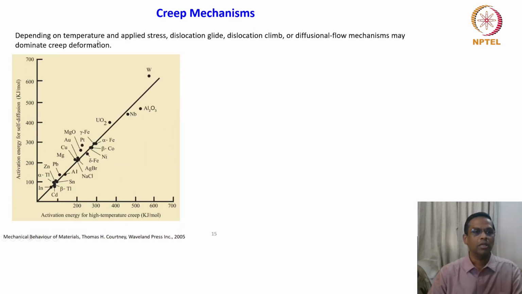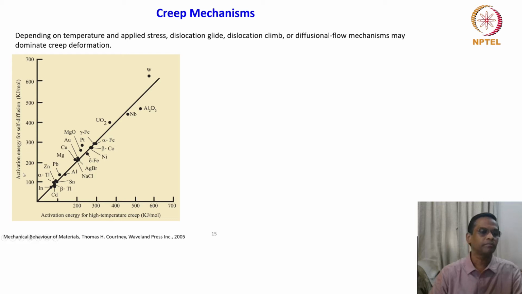So depending on the temperature and applied stress, dislocation glide, dislocation climb, or diffusional creep flow mechanisms may dominate creep deformation. This is very important. So it is not just one particular mechanism we are going to say that this is the mechanism, because as you rightly see, this deformation highly depends on the applied stress and the dislocation climb or glide or diffusional mechanisms.